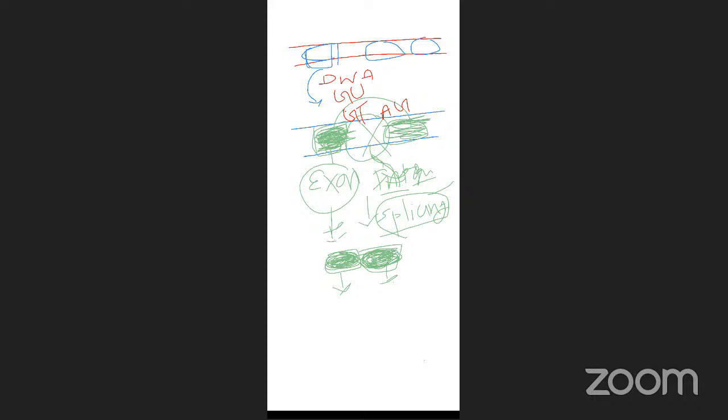Over 90% of the sequence between 5' and 3' of the mRNA is introns. This is 5', this is 3'. 90% is non-functional, 90% only introns.